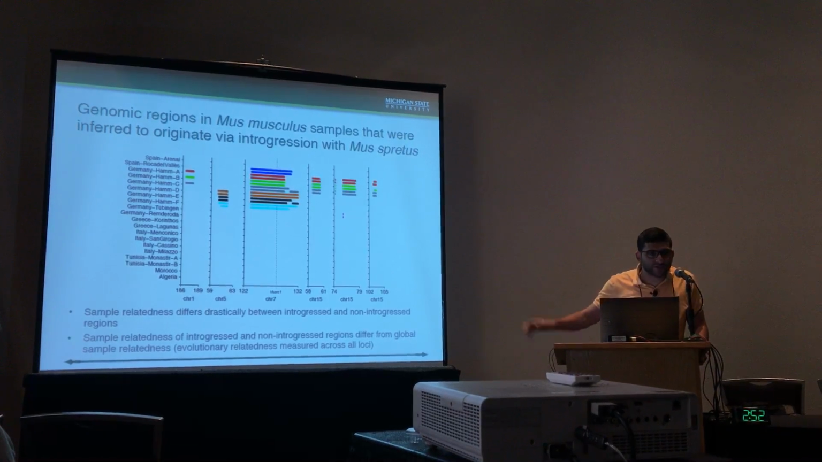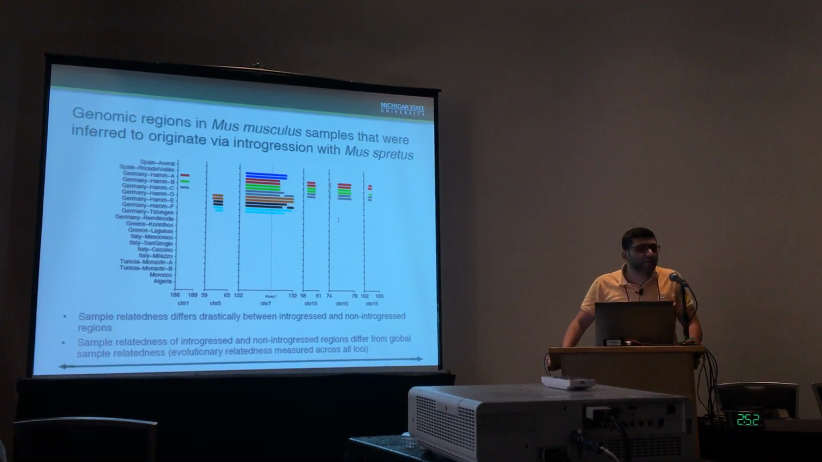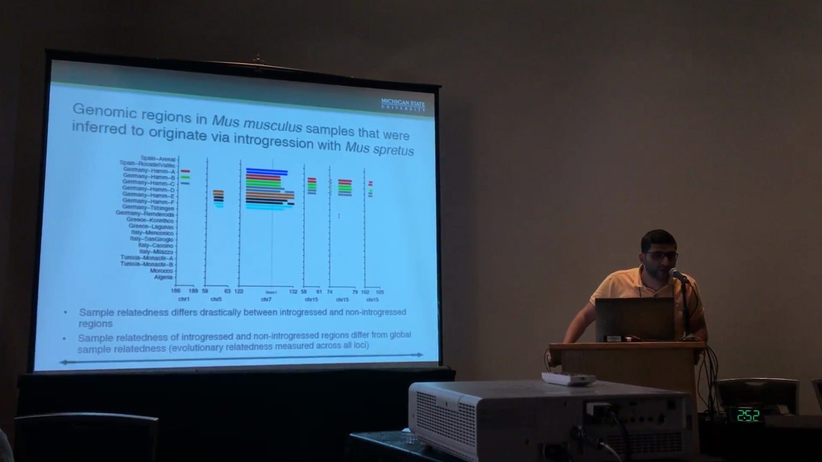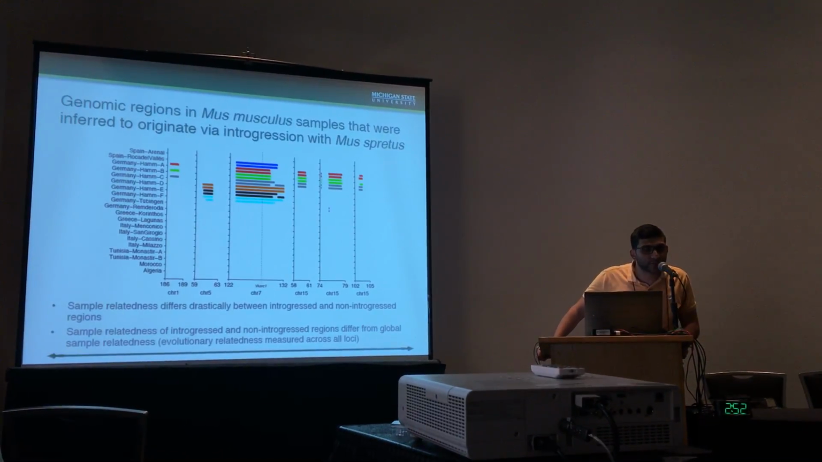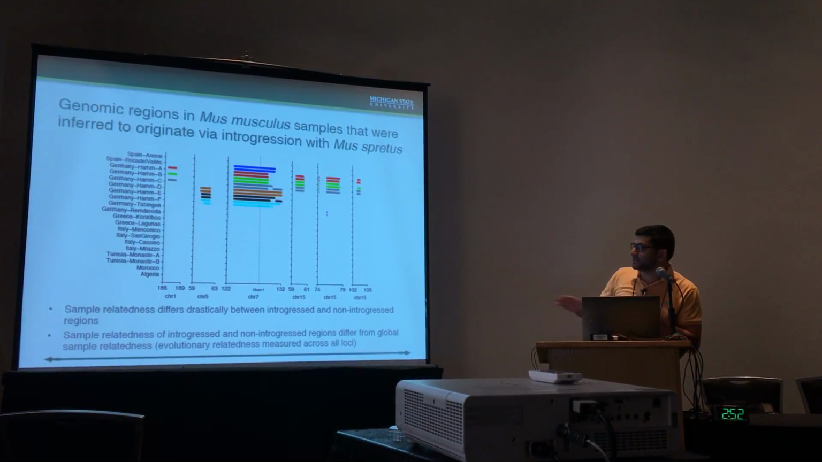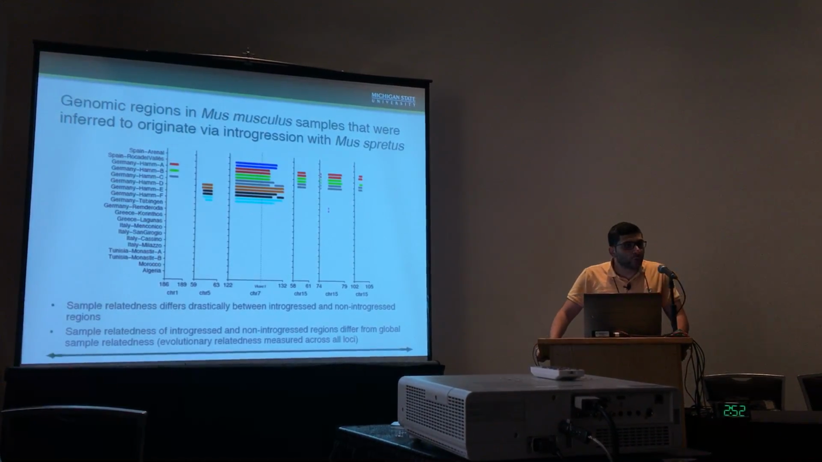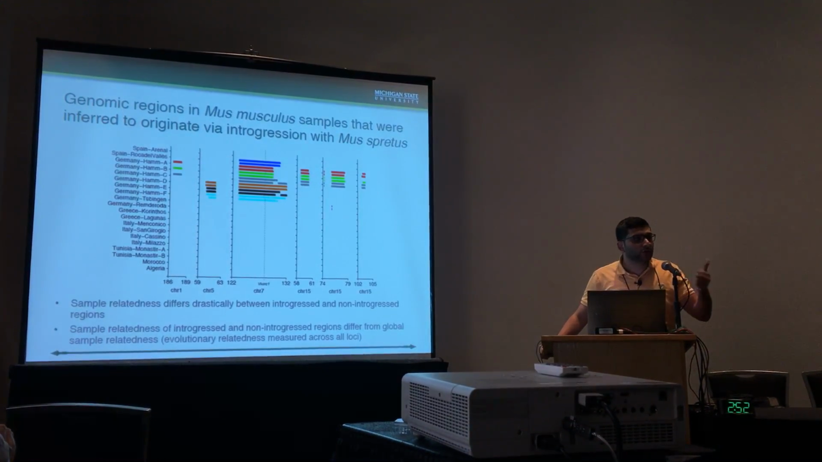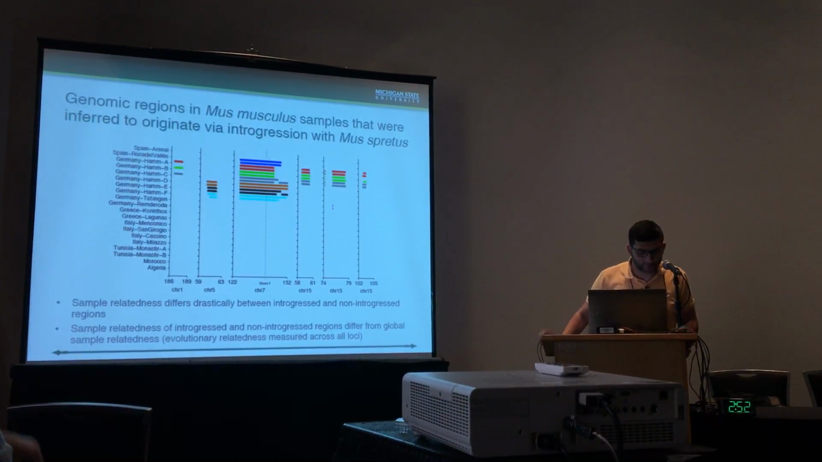A couple of key points from this figure. The sample relatedness, or the structure, in the introgressed region differs drastically from the sample relatedness in the non-introgressed region. Additionally, the sample relatedness in the introgressed as well as the non-introgressed regions differs drastically from the global sample relatedness. Basically, the global sample relatedness is the sample relatedness measured across all loci, all sites. So, to model the sample relatedness correctly, you need to model the sample relatedness in the introgressed region, in the non-introgressed regions, as well as account for the global sample relatedness.